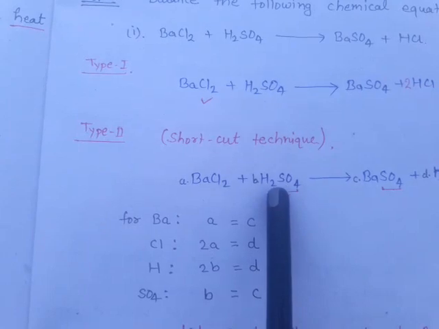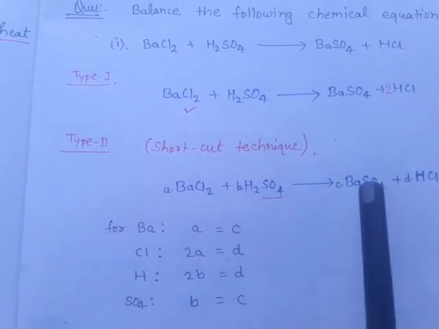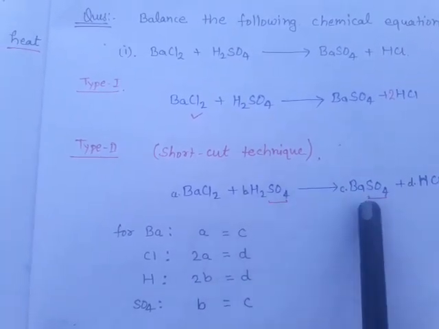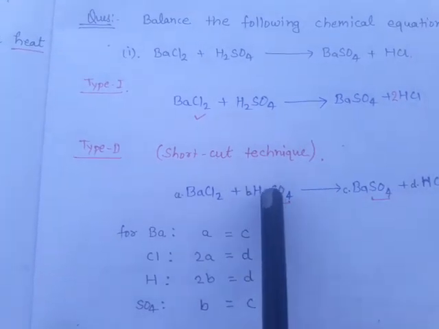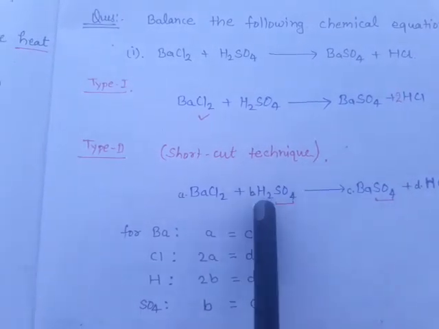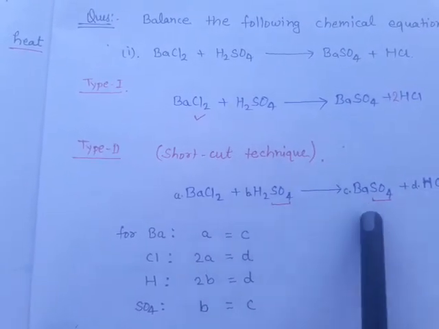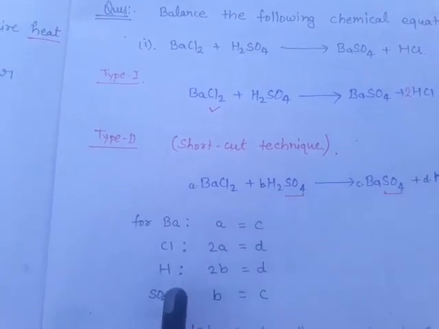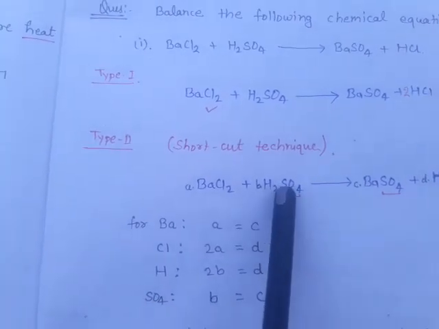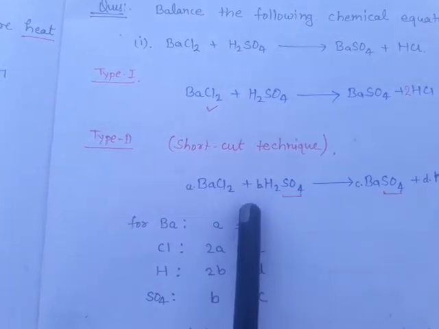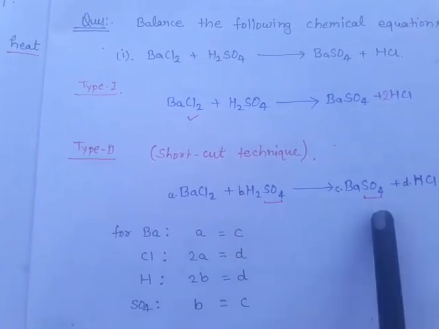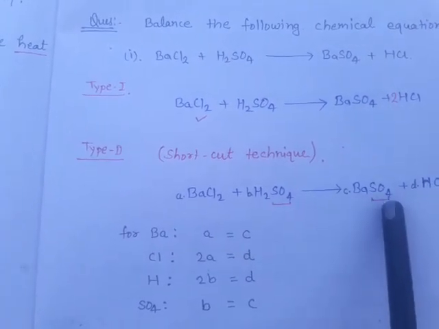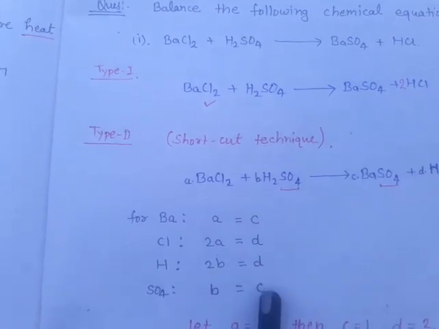And sulfate: if SO4 is not present in both reactant and product, we write the elements separately, S and O. Here SO4 is present in the reactant and SO4 is present in the product, so we write it as the compound SO4. Here, how many SO4 compounds? B, so written as B. And in the product SO4 is C, so B is equal to C.